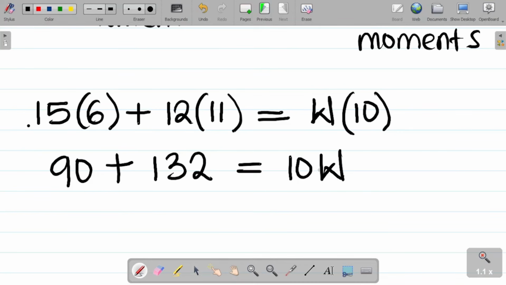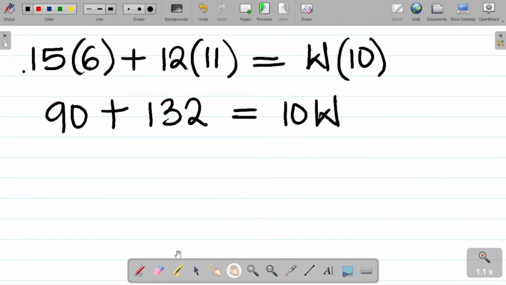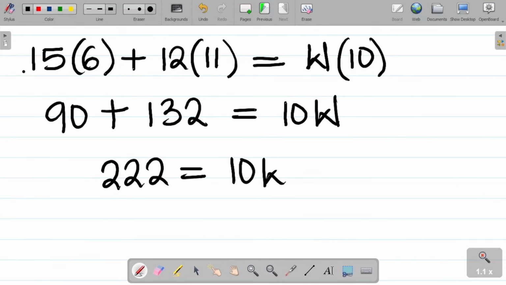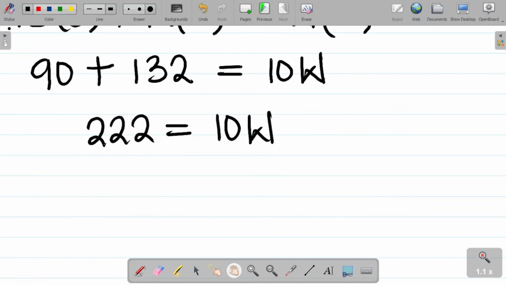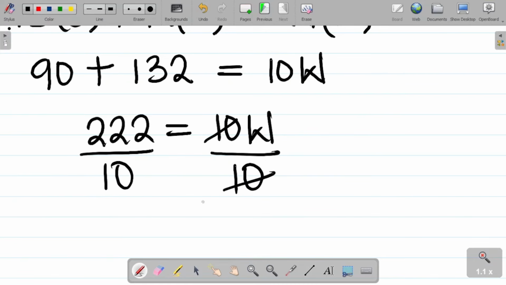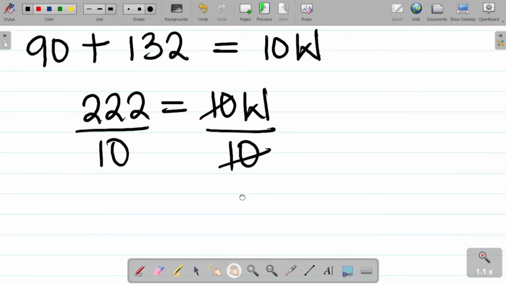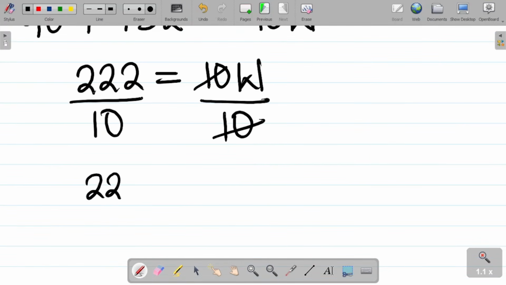So we have this. All right, let's sum this up now. If we have 90 plus 132, what we have as an answer is 222. So this will give you 222 is equal to 10W. Of course, to get the value of W, I'll have to divide here by 10, divide here by 10, and this cancels this. 222 divided by 10 gives you 22.2 as being equal to W.